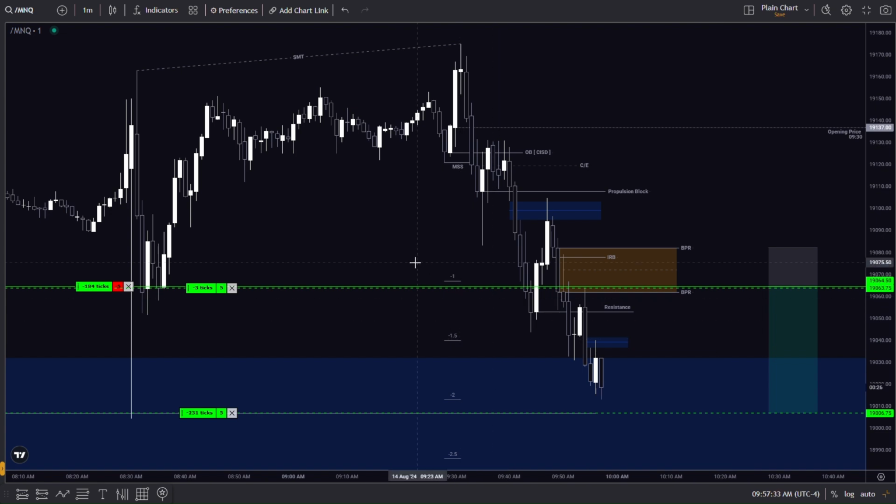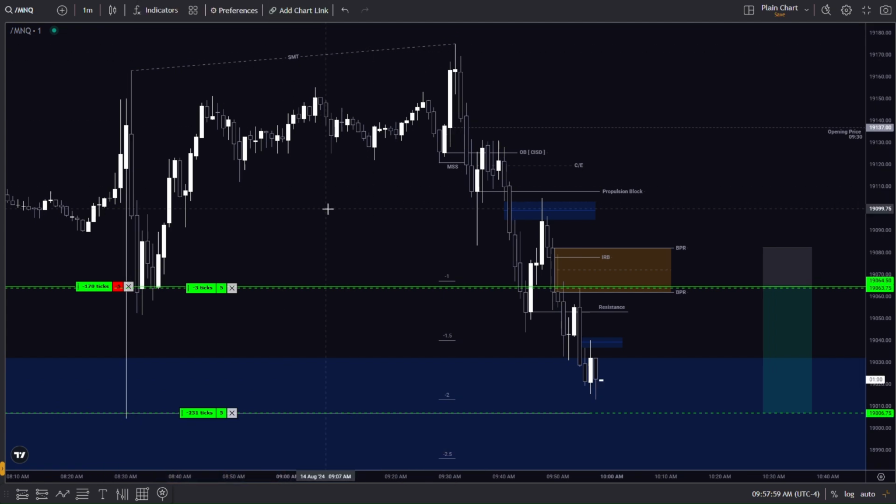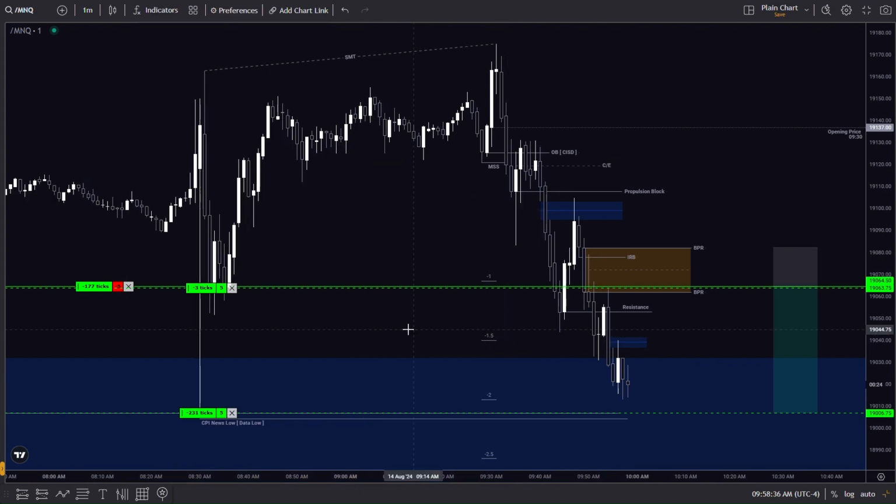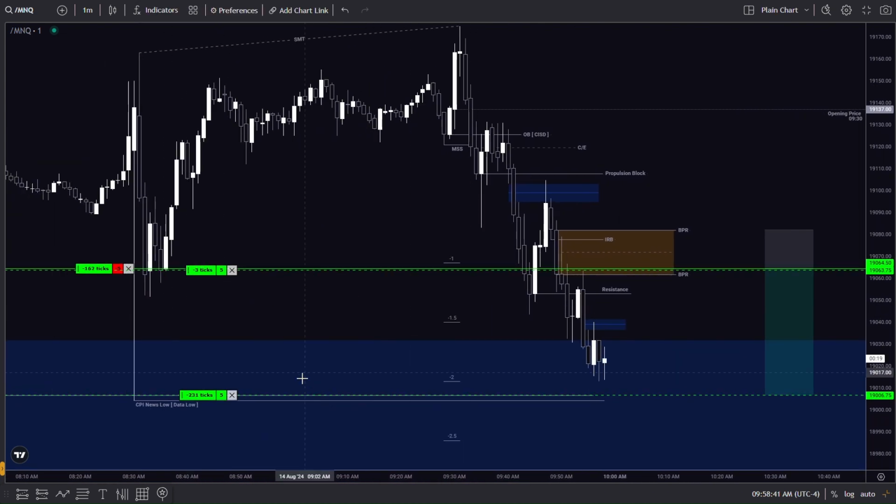So the idea behind this trade was, since my bias is already bearish, I wanted to see a morning manipulation to take out this low, specifically this low, because this was an 8:30 low, which was the news low. So to be more specific, this is our CPI news low or data low. And generally these news lows or data lows have a lot of liquidity resting below them. So my target is these relative equal lows, but price is gravitating towards the data low, if that makes sense.